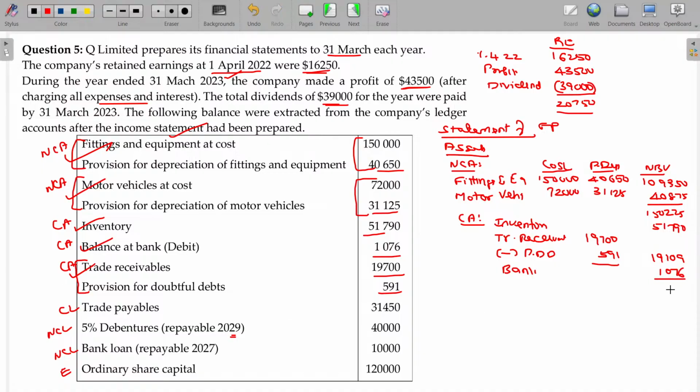So the total of current assets being 71,975. Total of assets being, you have to add the non-current and current. This will be the total assets. 2,22,200.